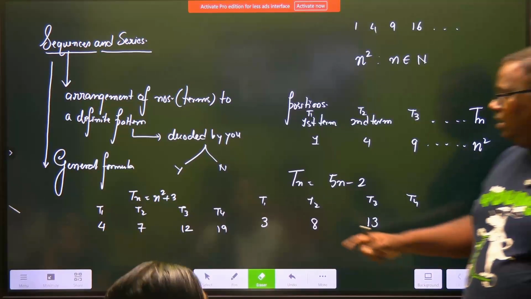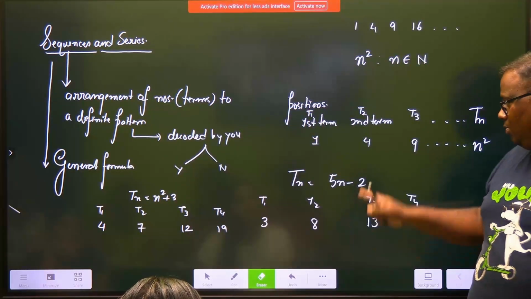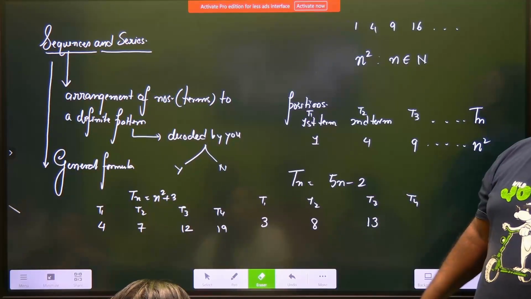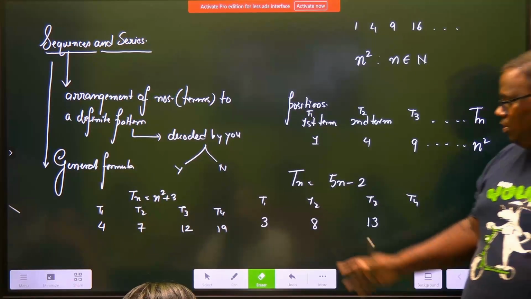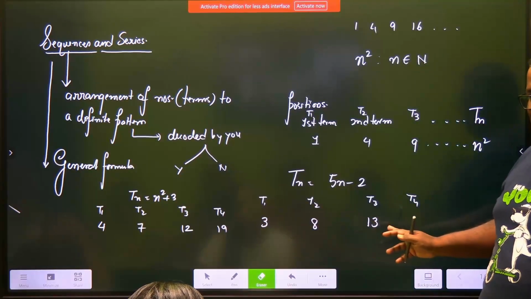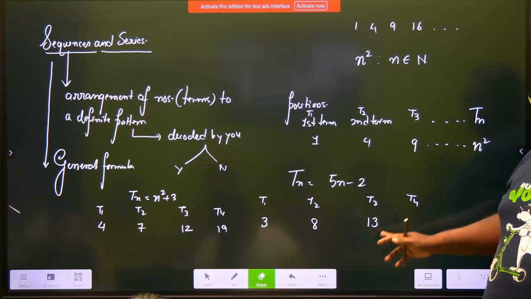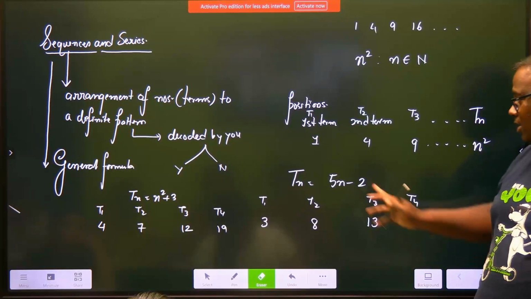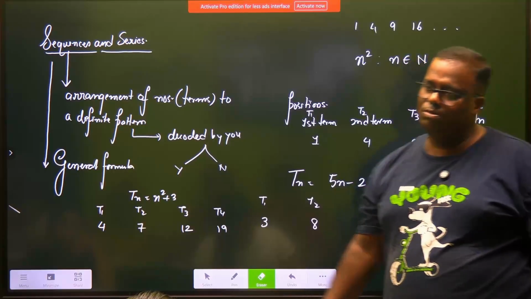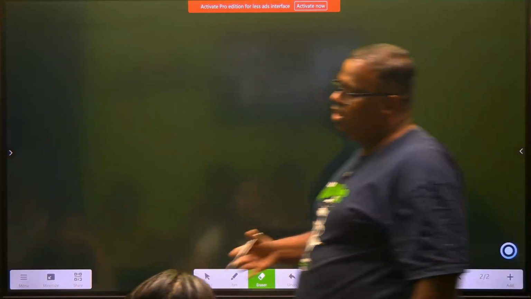If you have a general term which is linear, linears will always have common differences, since you all know a little bit about arithmetic progression. 3 plus 5, 8. 8 plus 5, 13. 13 plus 5 will give you 18. It will come like that because it is linear. Okay? So is the concept of sequence understood to you? Right, good. So now you go ahead with sequence.